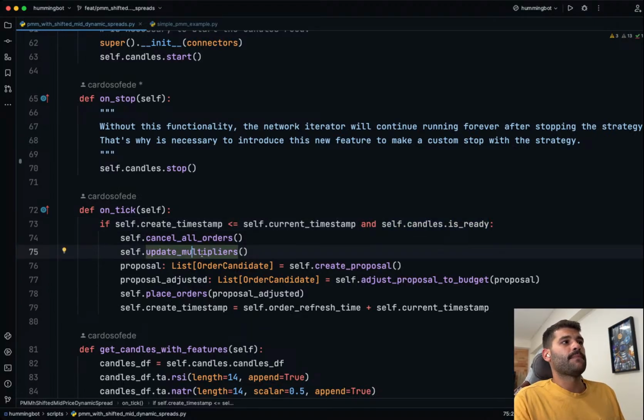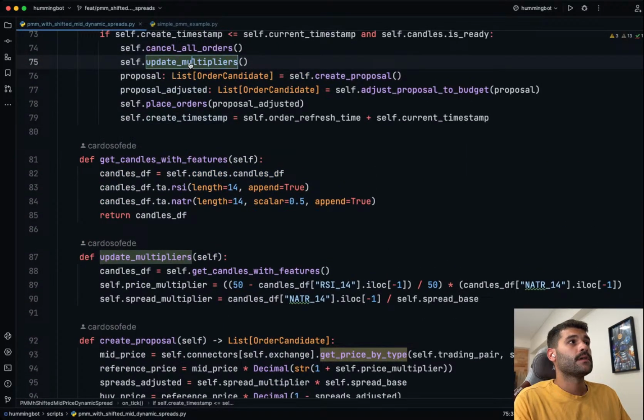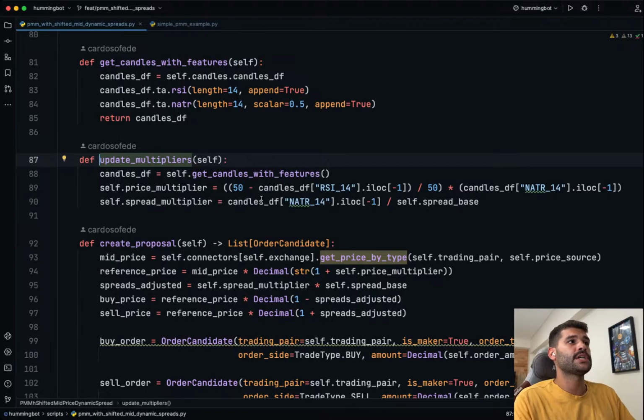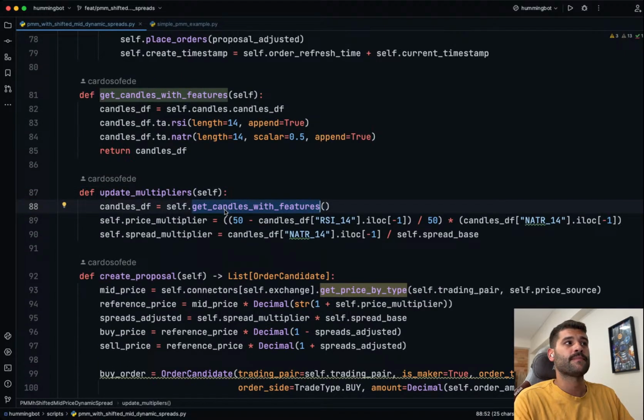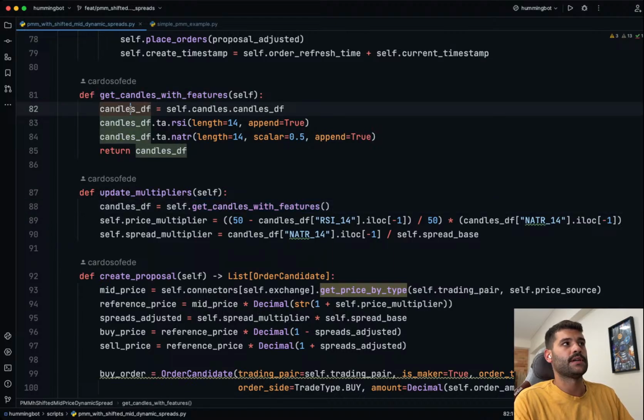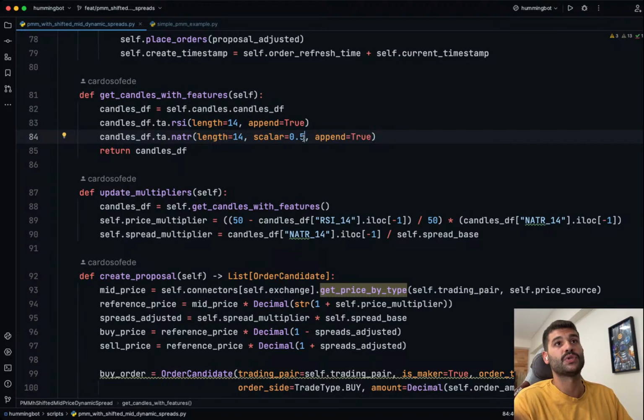Then let's review the method update multipliers, the only difference that we have here. What it's doing essentially is get candles with features. This gets the data frame of the candles, appending the RSI of 13 periods, appending the normalized average true range of 15 periods. Check that the scalar here is 0.5. We're going to review why I selected this value, and tweak it to see the impact on the orders.